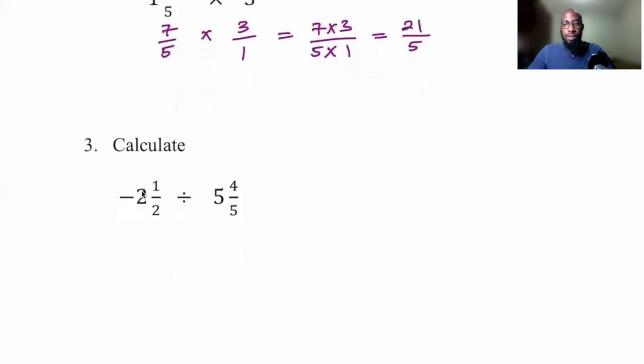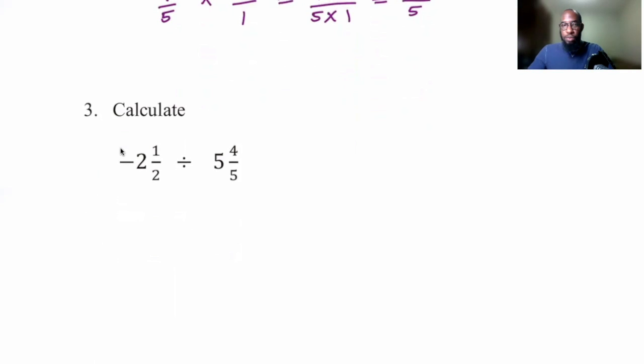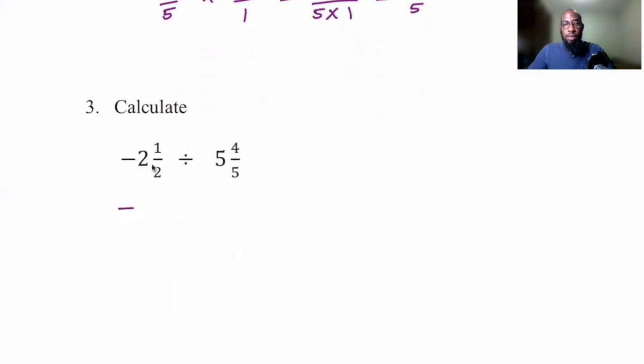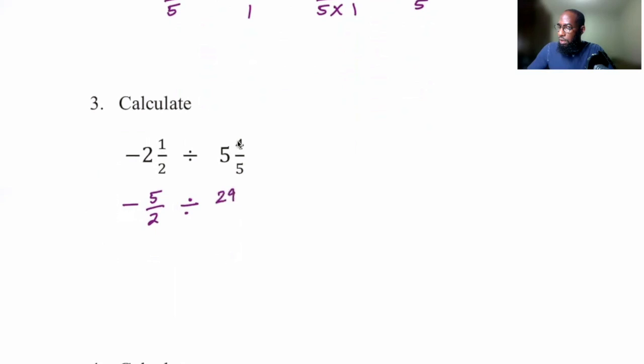We have this question here. Same thing, same steps I'm following. Put this as an improper fraction and then work with it. So we have minus 2 2s are 4 plus 1 is 5, 5 over 2 divided by 5 5s are 25 plus 4, 29 divided by 5. All right. So there's a rule. Change the division to multiplication and invert or flip the second term.